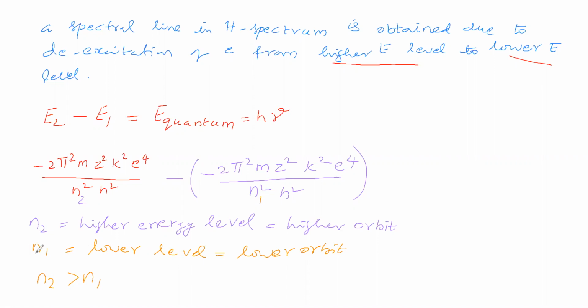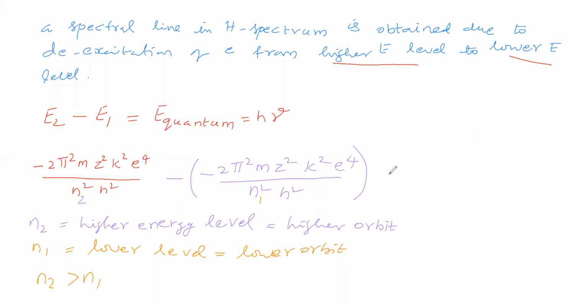Suppose if we say n1 is the 4th orbit, then n2 can be 5th or 6th or 7th, like this only. So n2 should be greater than n1. n2 is the higher level, n1 is the lower level. Like this we can take.